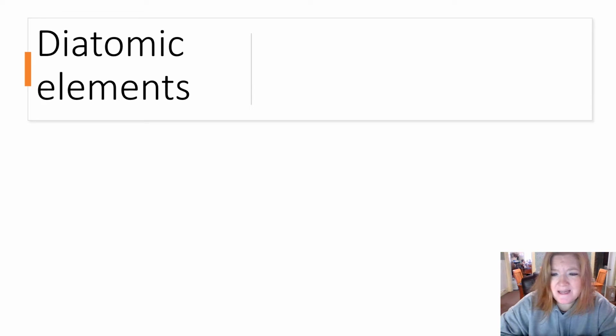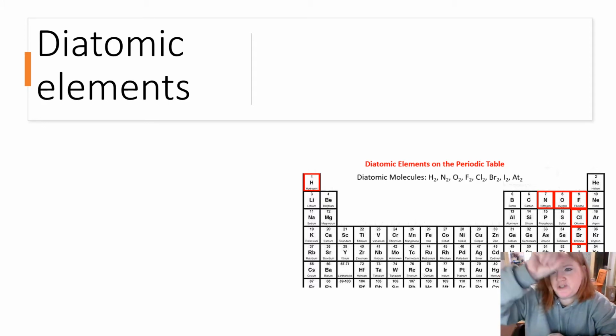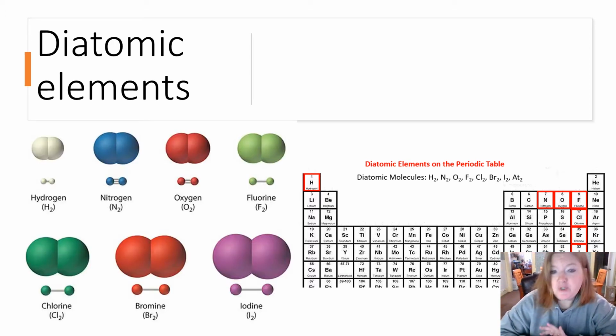So what are the diatomic elements? How do you remember them? Well, they're there on the periodic table. There's hydrogen. Now, remember the gases? We had nitrogen, oxygen, fluorine, chlorine, bromine. Okay, so it kind of follows the same pattern. So we have hydrogen, nitrogen, oxygen, fluorine, chlorine, bromine, and iodine. And sometimes we count astatine, but I don't have a good mnemonic for that.